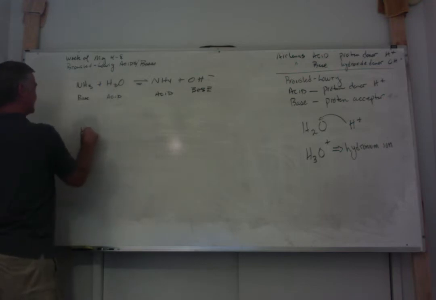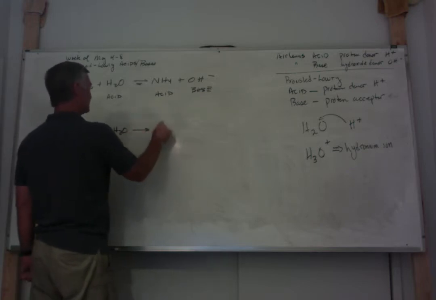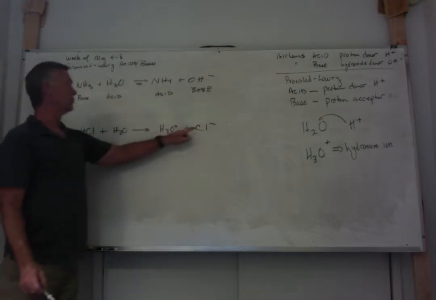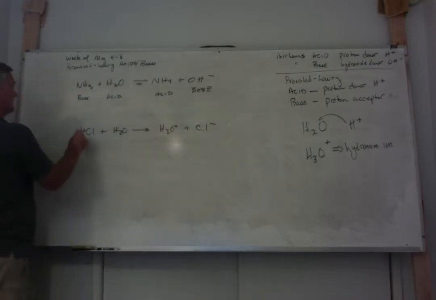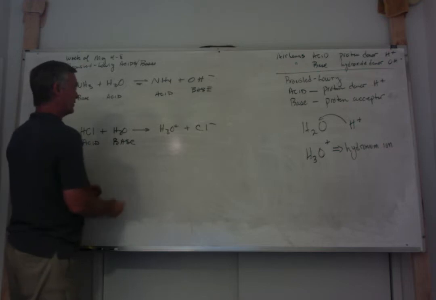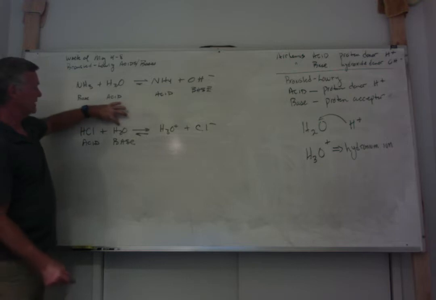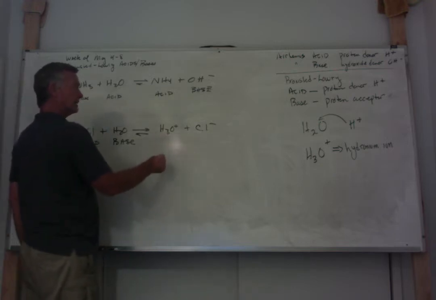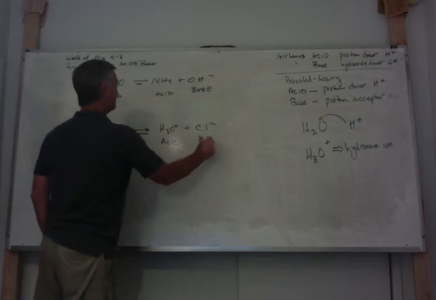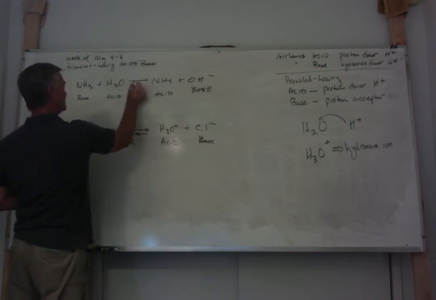If I had HCl plus H2O, and I got H3O+ plus Cl-, HCl donated a proton, so it is my acid. But water then has to be the base. But over here, if I said this reaction now goes this way, how does H3O+ become H2O? It loses a proton, or donates a proton. It would be our acid, and this would be our base. Now, most of the time, these reactions go mostly one direction and just a little bit the other.